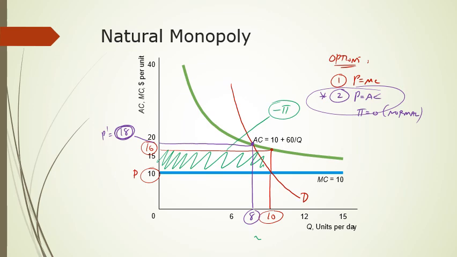All right, so here we have a natural monopoly with a constant marginal cost of 10 and then a declining average cost. And notice that 60 divided by Q is the average fixed cost portion of average cost.